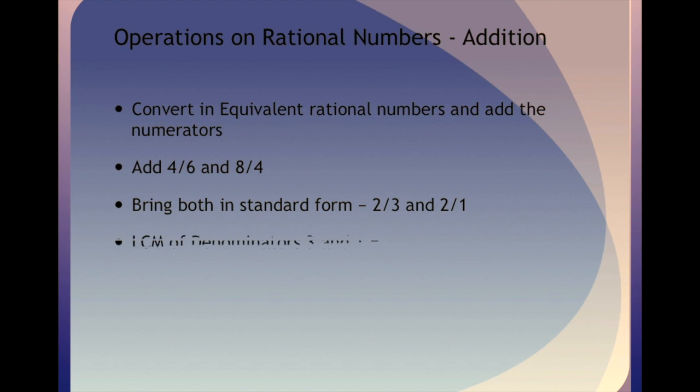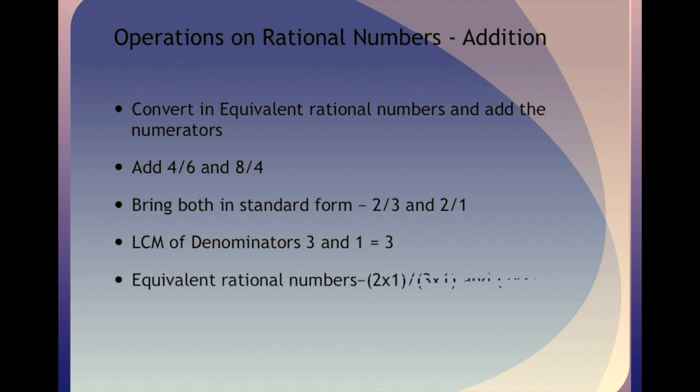Now we have to convert them into equivalent rational numbers. For that, we take the LCM of both the denominators, which are 3 and 1. So the LCM is 3. Using this 3, we convert them into equivalent rational numbers. In the case of 2 by 3, the 3 is already there, so we just multiply both numerator and denominator by 1. In the case of 2 by 1, the denominator is 1, so to make it 3, we multiply both numerator and denominator by 3. So the equivalent rational numbers are 2 by 3 and 6 by 3.